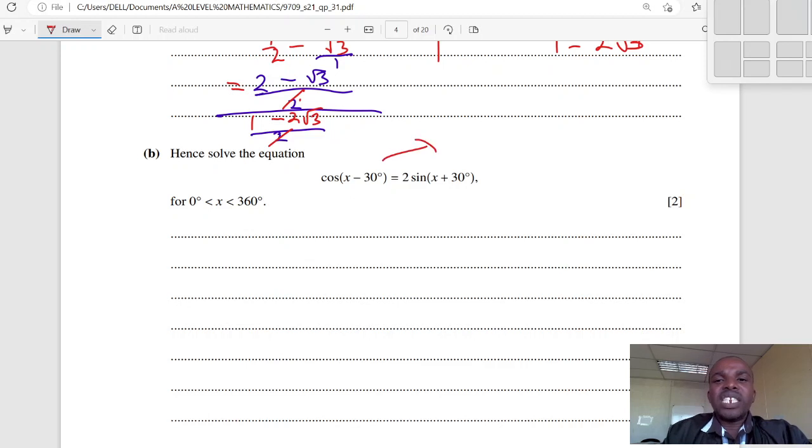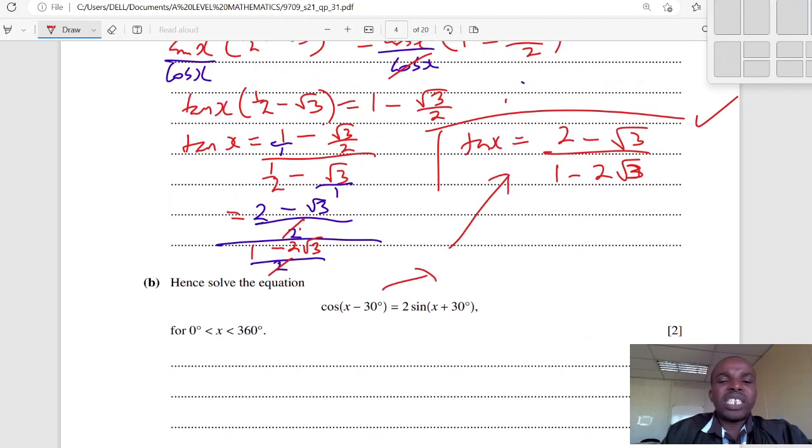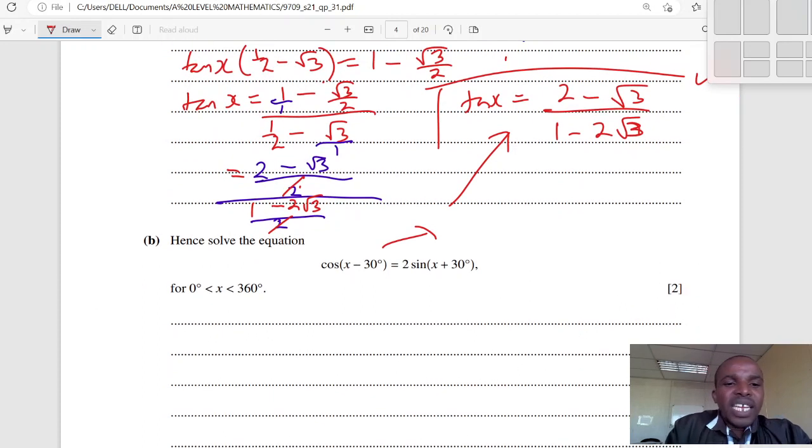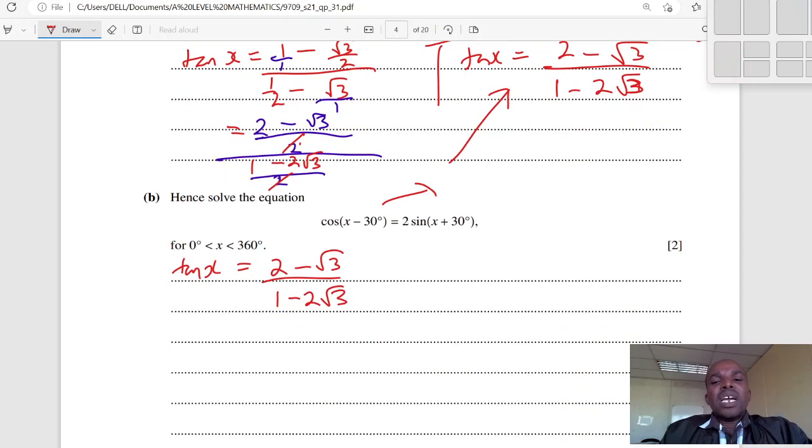You can check this equation is the same as the one that I found up there. It's still the same thing, so I can just pick that item. I can say tan x equals 2 minus root 3 over 1 minus 2 root 3. I prefer to use the quadrant rule to solve these trig equations. You can use the formulas, yes, they work, but I would prefer to use the quadrant rule. For me to be able to use it, I must check whether 2 minus root 3 over 1 minus 2 root 3 is negative or positive, so that I can know which quadrant my solutions lie in.